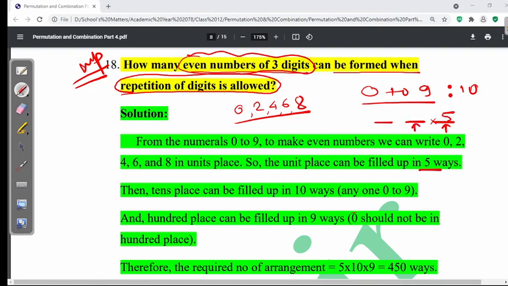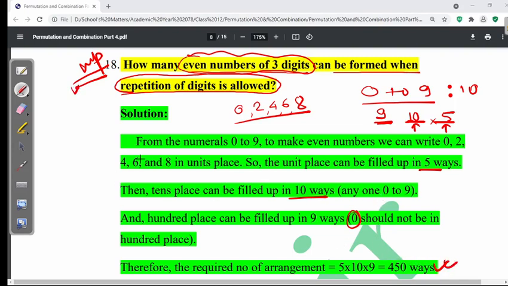So the second place, or tens place, can be arranged in 10 different ways. Every number can be kept here, so it can be arranged in 10 different ways. And the third place, the hundreds place, can be arranged in 9 different ways, because 0 should not be there. It is a very important question. In that sense, dear students, the total arrangement is 450.